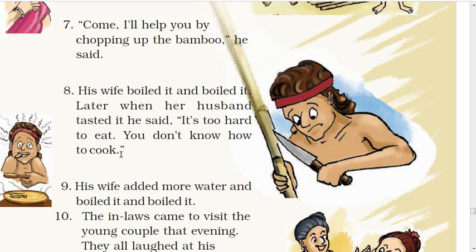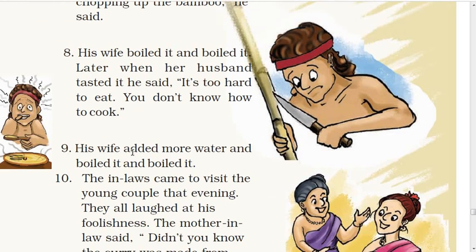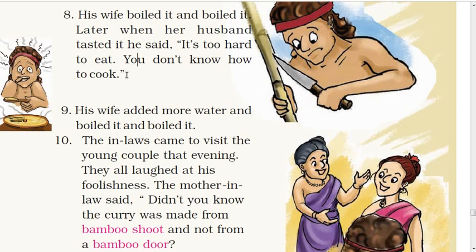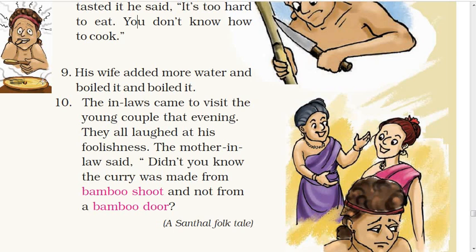So he said, you don't know how to cook. Since he could not feel the same taste, he said this to his wife, and look at the reaction of his face. It says that he is shocked after tasting the curry made by his wife. So in order to impress her husband, the wife added more water and boiled it and boiled it. Since the bamboo did not get softened, his wife added more water and boiled it again and again, but it was of no use because they were using the wrong ingredients, right? Bamboo can never be used for cooking, whereas bamboo shoots are used.